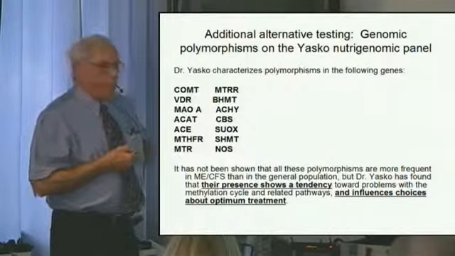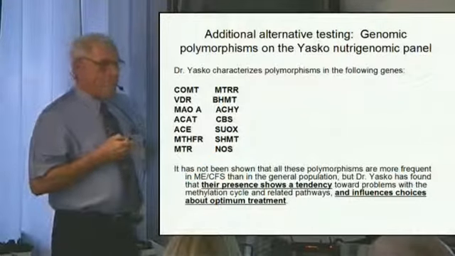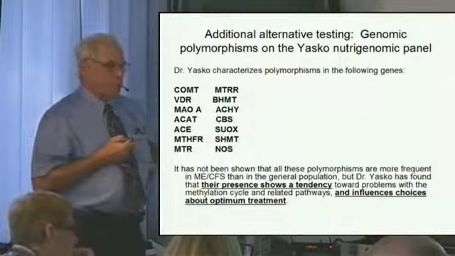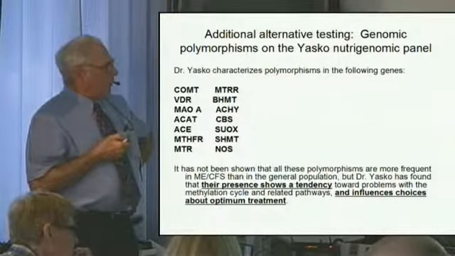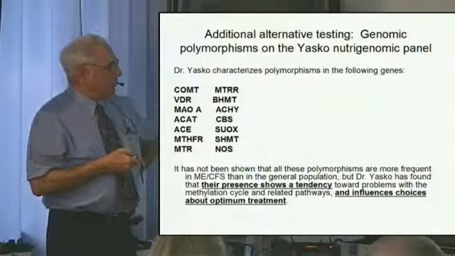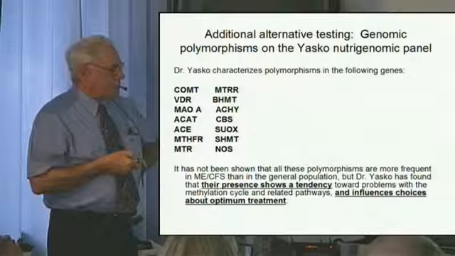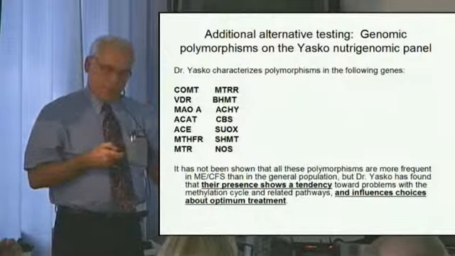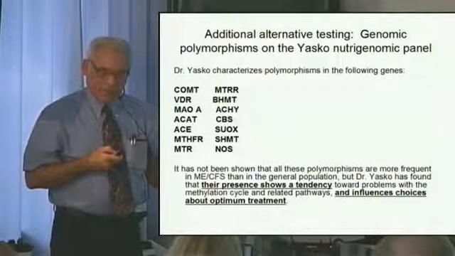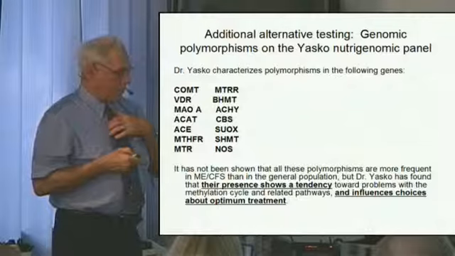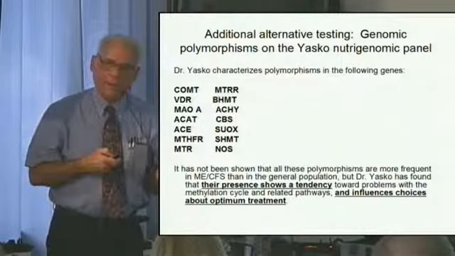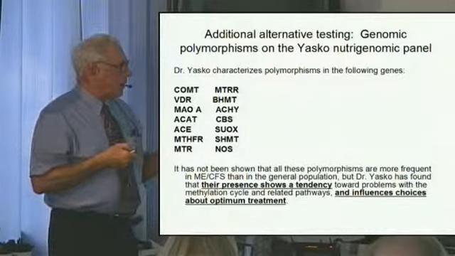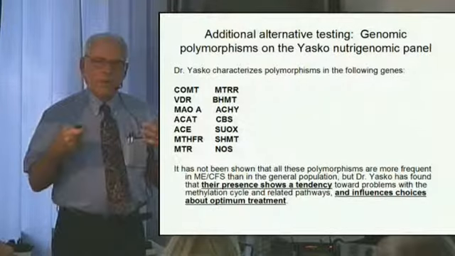Yeah, we work very close with Dr. Yasko as well. Well, the presence of these SNPs or polymorphisms shows tendencies toward problems. They don't tell you exactly what's going on, and that's why I like the biochemical panel I talked about before, the methylation pathways panel, because it tells you exactly what you have. This tells you what you tend to have. And if you have a lot of these polymorphisms, it explains why you're tending toward a methylation cycle problem.